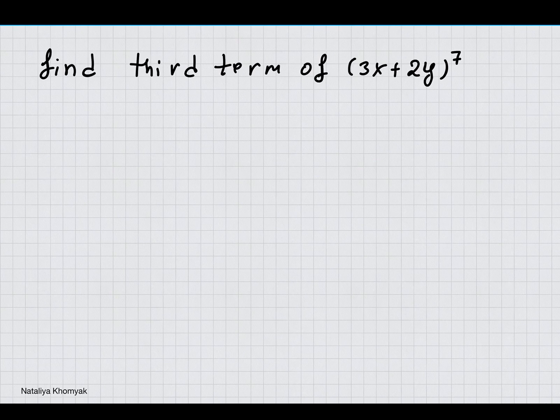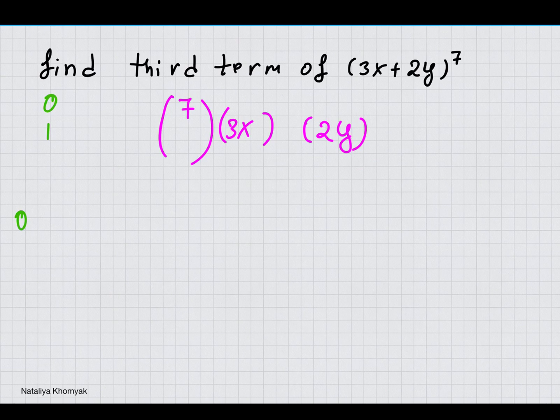Here you have to find the third term of this binomial. The only tricky thing about this problem is figuring out the binomial coefficient. The top number is always the exponent of the parentheses. Then you have the first term, which is 3x, and the second term, which is 2y. For the second exponent, you need the bottom number, and for the first one, you need the difference between those two numbers. Just remember that we begin our exponent count and the bottom coefficient count from zero.